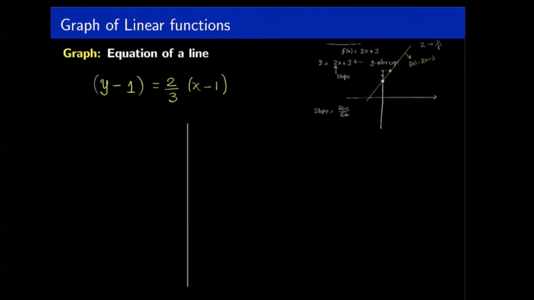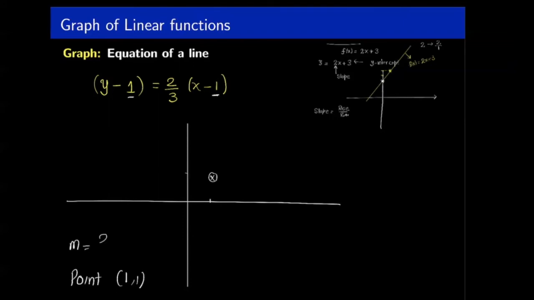So if you want to plot a function like this, again, first we need to plot the point. I'm going to write it here. The point is 1, comma 1. So if I go 1 unit here, 1 unit here, this is the point 1, comma 1. And then the slope here is 2/3.